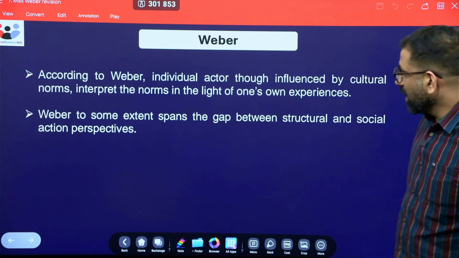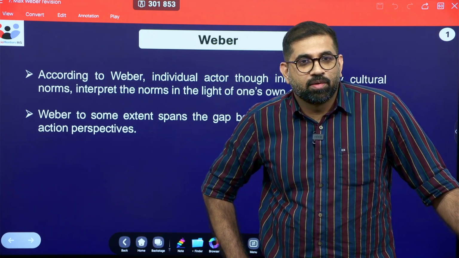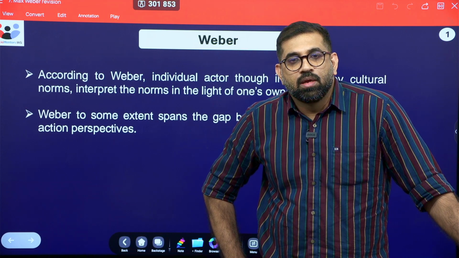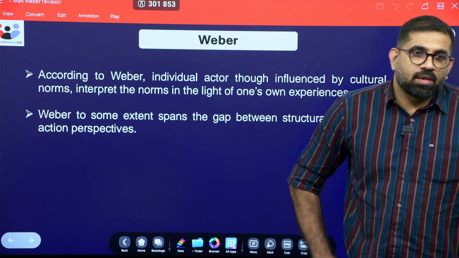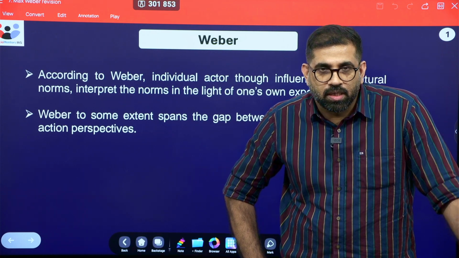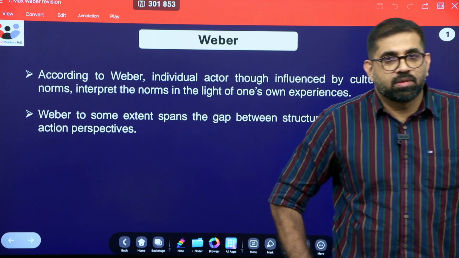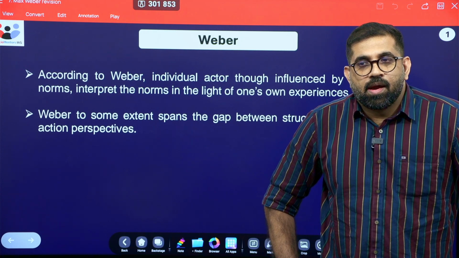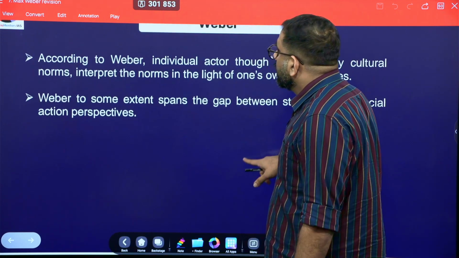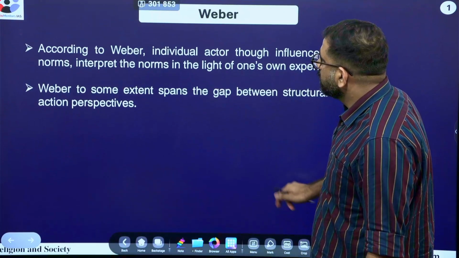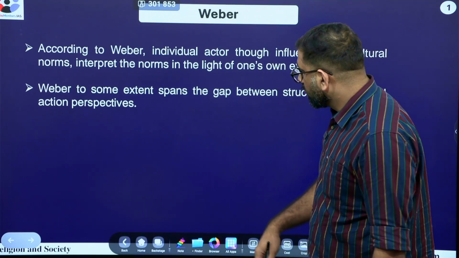So today we are going to start with Weber. Okay, so as we usually start, let's first understand the basic theme when it comes to Weber's theories. So what is the basic theme when it comes to Weber's theories? Social action. So Weber said that the subject matter of sociology is social action.